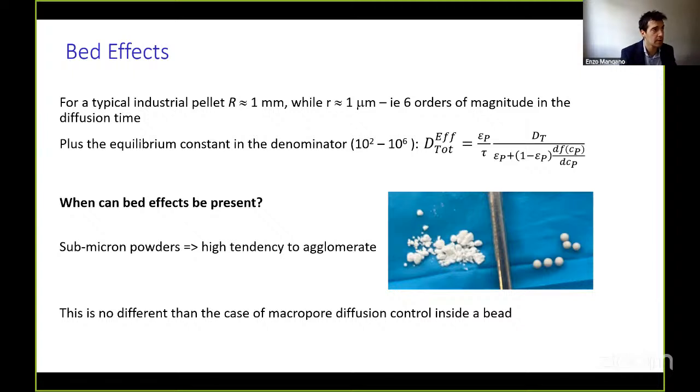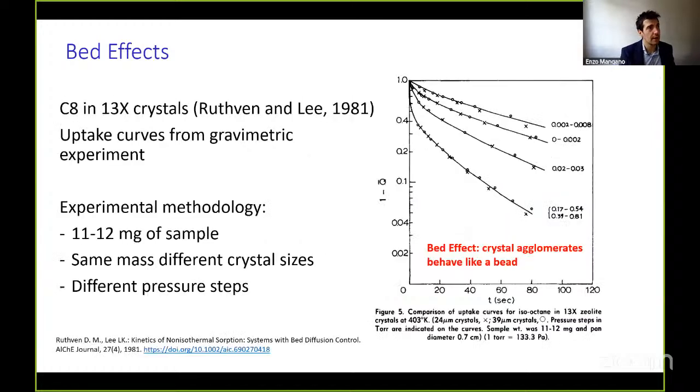So what is important is to make sure that you change the configuration of the sample and disperse, in the case of powders, the sample in a rock wool or in a glass wool across your sample cell, or as we do, individualize and put the samples in different compartments of your sample cell in order to deal essentially with single particles. Studies on bed effects were done already in the 80s by Ruthven and Lee.